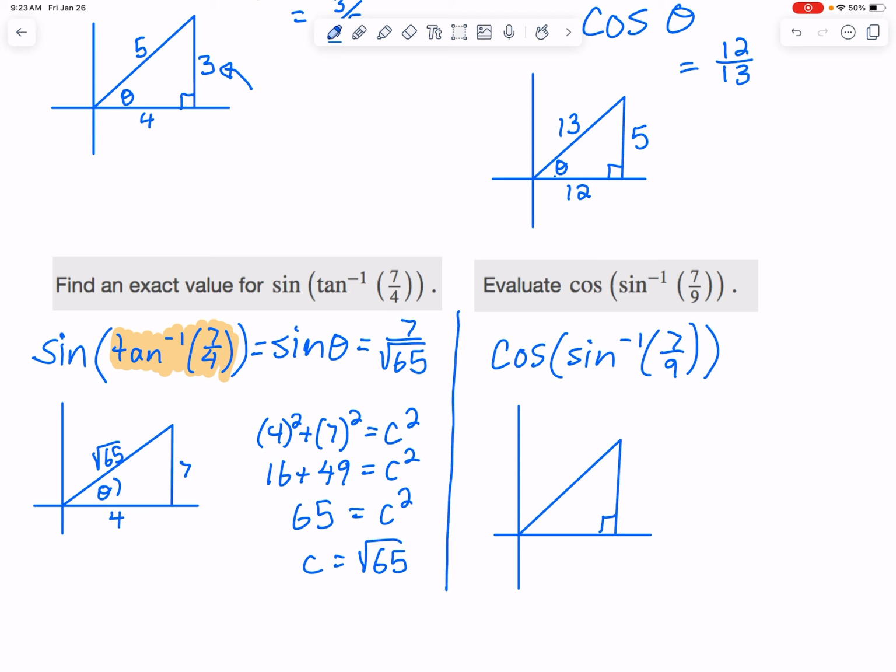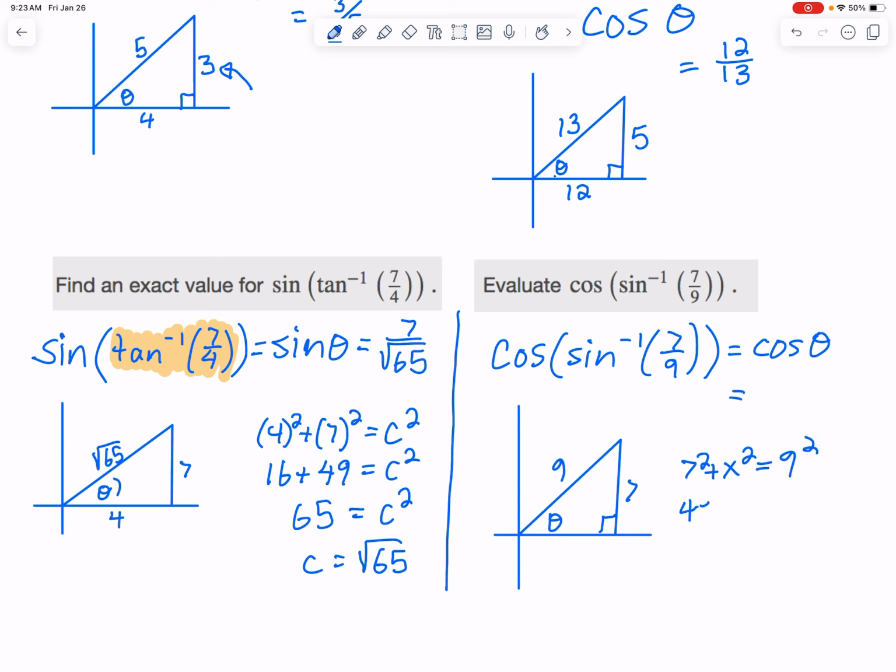There's my right triangle. And then sine is opposite over hypotenuse. So I know this is a theta, and I have a 7 over 9. And I'm going to have cosine now, theta. So I need to now find that third side so I can find theta. So I'm going to use the Pythagorean theorem here. 7 squared plus x squared equals 9 squared.